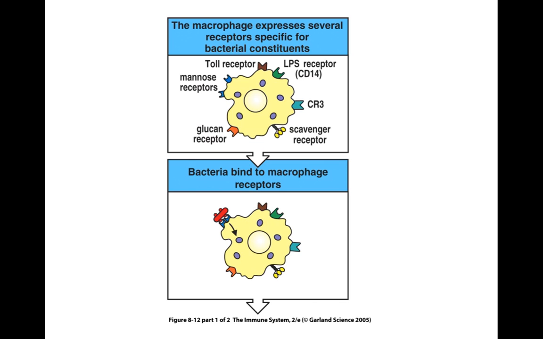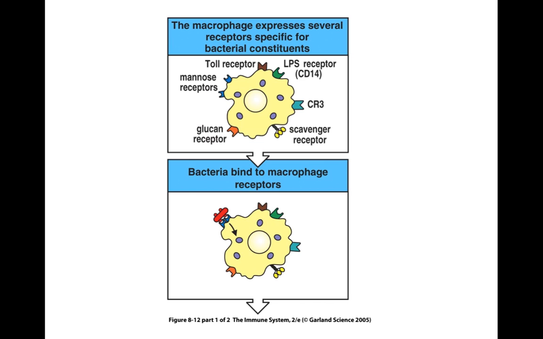Now the other part is that macrophages express several receptors on their surface in order to recognize the bacterium. How are they going to recognize that bacterium? Why don't they just gobble up a normal human cell? Well, they have several types of receptors on the surface of their cell, which bind various components that you find on bacterial constituents.